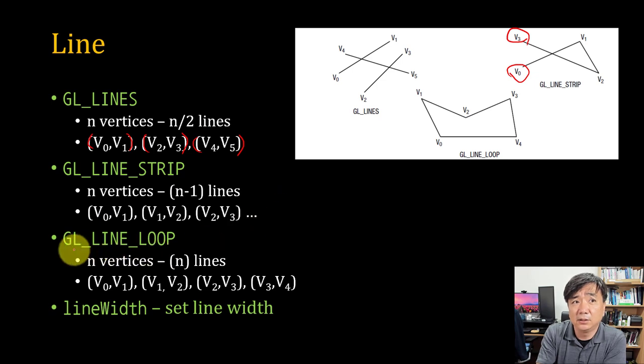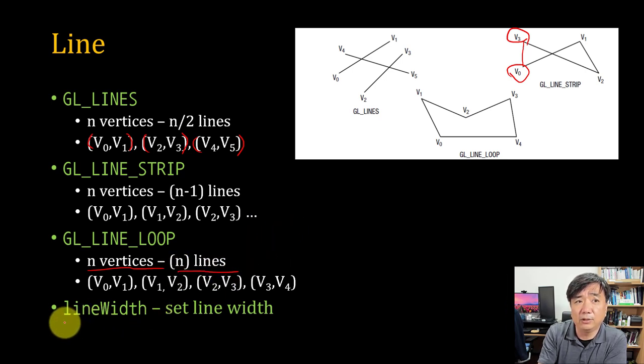GL_LINE_LOOP is very similar to GL_LINE_STRIP, but the endpoint is connected back. For example, V0, V1, V2, V3, V4, and we don't have to reassign V0 again, so automatically the start point and end point will be connected. So if we give n vertices, then n lines will be created.